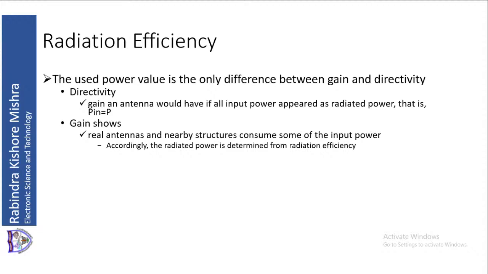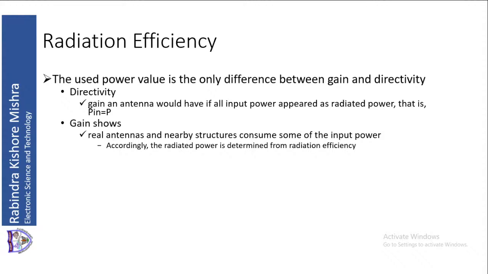The power used is the only difference between gain and directivity. So how much power is used? That is the difference between the gain and the directivity. Directivity gives you the gain an antenna would have if all input power appeared as radiated power, that is, P in is equal to P. P in is the input power.